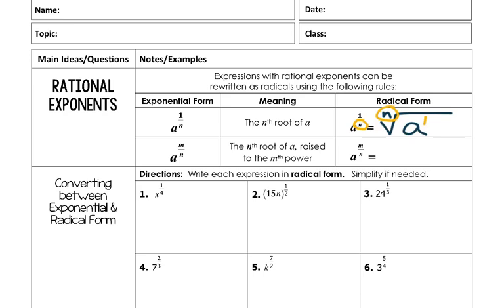Let's move on. Based on what we just learned there, this one should be no problem. A to the m over n is a. There's our a. And again, n is our denominator, so that means it is an nth root. And m is our numerator in the exponent, so that means it is going to be our power. So this is the nth root of a to the mth power.